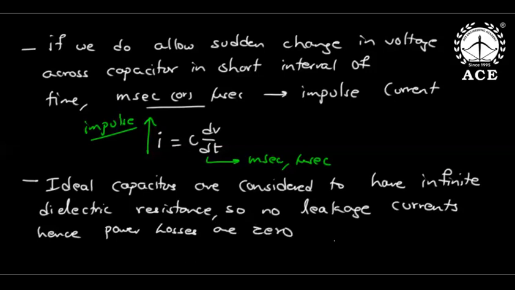So what is the meaning? For an ideal capacitor, the dielectric resistance is infinite, because the dielectric is an insulator. The resistance of an ideal insulator is infinity. So ideal capacitors are considered to have infinite dielectric resistance, so no leakage currents, hence power losses are zero.